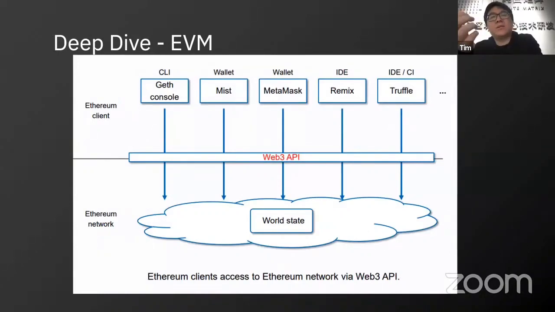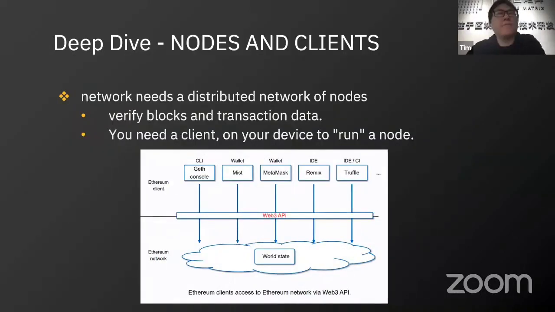Also the clients have access to this network via the Web3 API. This is an API introduced by Ethereum, but other networks using the EVM also use this Web3 API. And later on, we will show how we use the Web3 API to interact with the blockchain. Okay, so I think this is the last part of this blockchain network structure, which is the nodes and the clients.